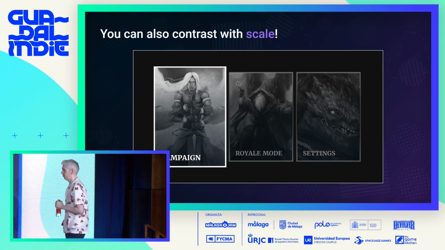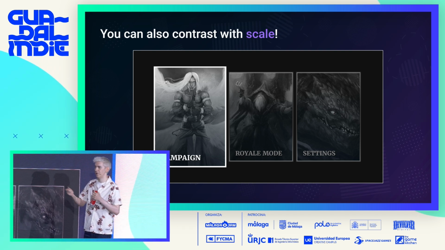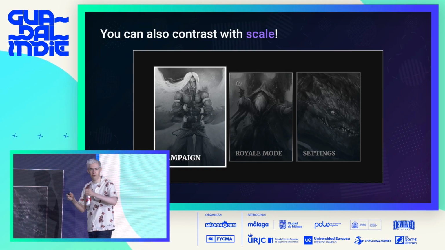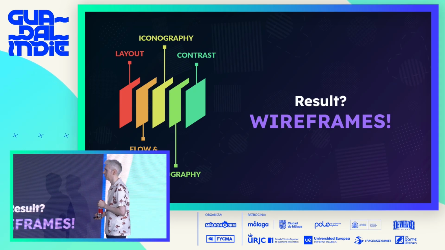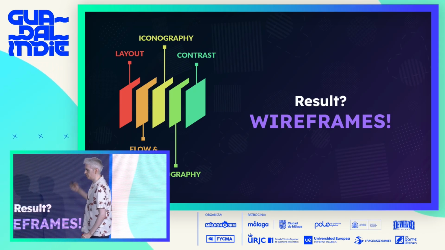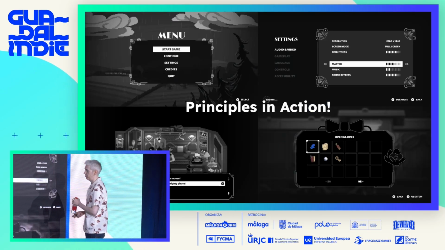And you can also contrast with scale as well. There are all kinds of different ways of contrasting, but this is a quick whistle-stop tour of contrast, essentially. So scale is another way of doing it. So the result, when you put these 5 principles together, you mix them in a pot, you get wireframes, lovely wireframes.